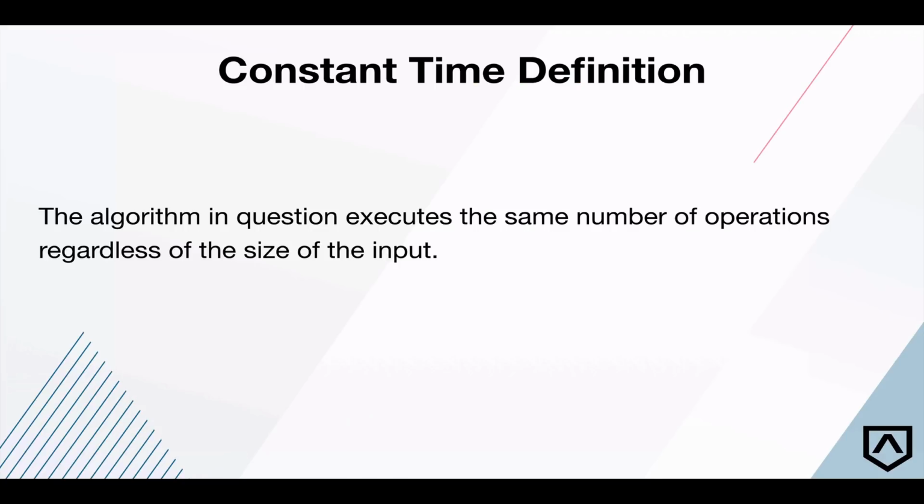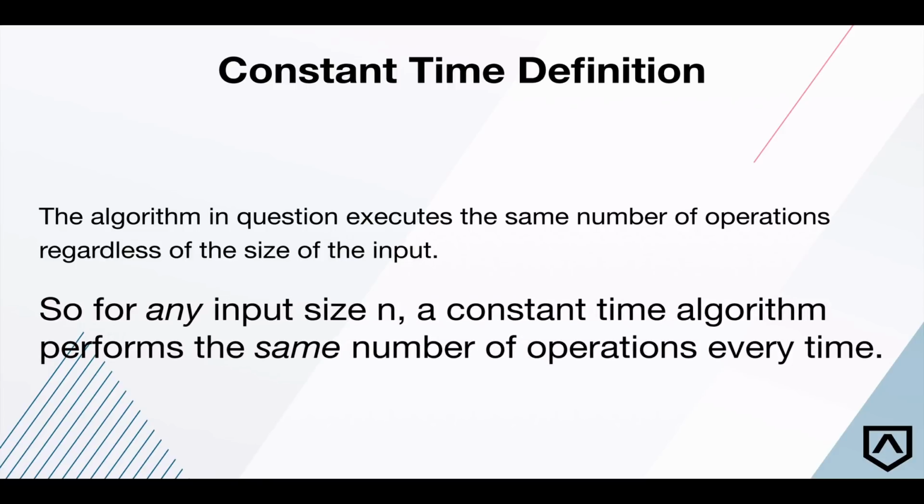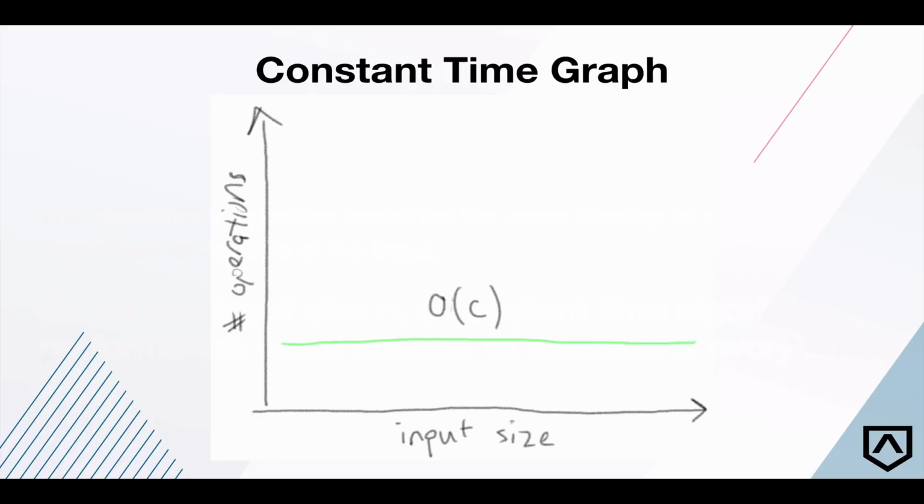So first up, let's talk about the first runtime class, constant time. Intuitively, you can think of constant time as: for any input size n, the number of operations that a constant time algorithm performs for that input size does not change, right? So for n input size, if we pass that in to our function, the function is always going to be performing the same number of operations to get the job done.